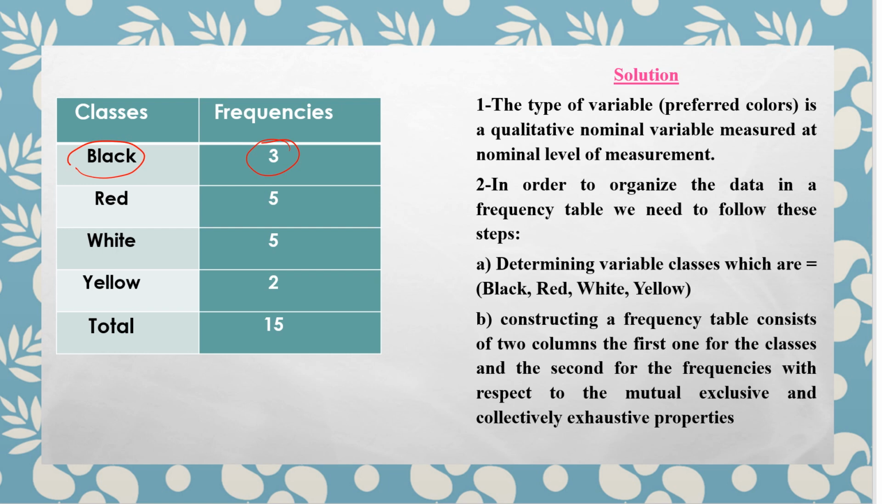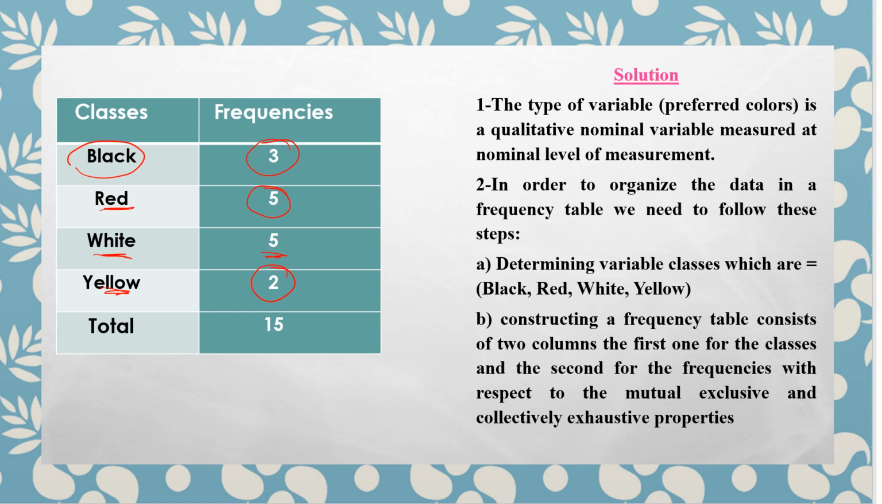For the red color, we can see that it's repeated 5 times, so the frequency of red color is 5. And white color is repeated 5 times also, so the frequency of white color is 5. For the yellow color, we can see that it's repeated only 2 times, so the frequency of yellow color is 2. The total frequencies for the 4 colors are 15.